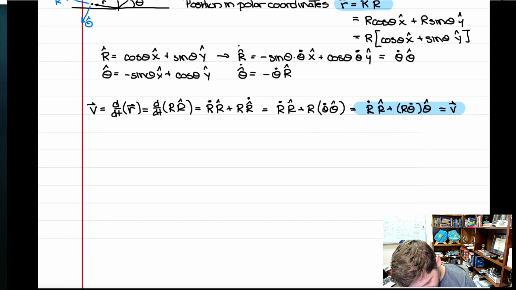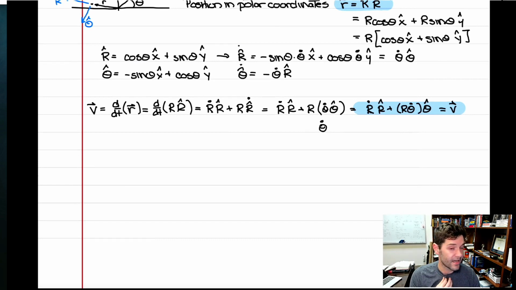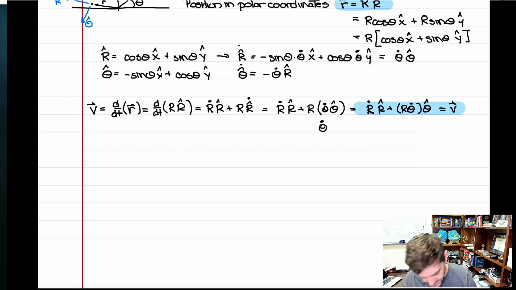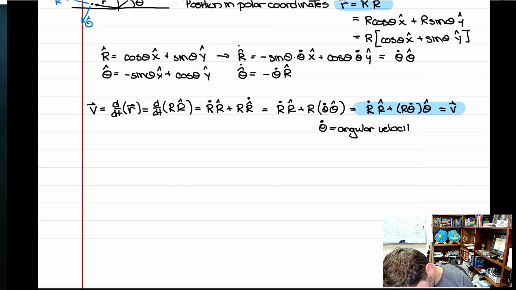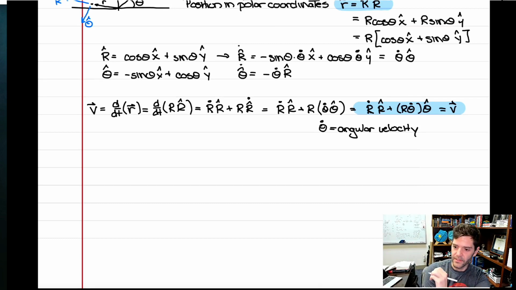And just to get some terminology out of the way, theta dot, what unit should it have? Theta is in units of radians, or dimensionless. So theta dot should be radians per second. This is what's usually called the angular velocity. I think typical intro sequence books like to use omega for angular velocity. But really, this is the time derivative of the angular position, theta.